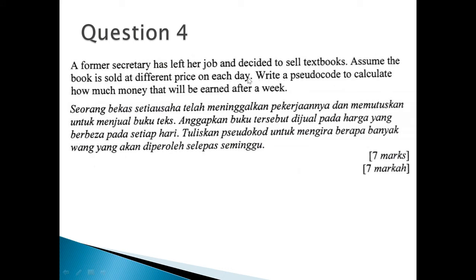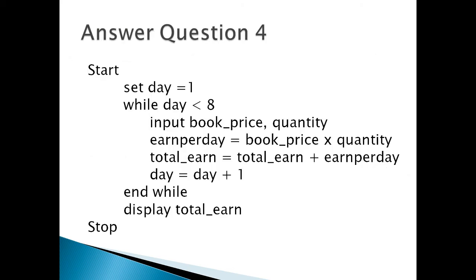To get the earnings, we need two inputs: the price of the book for the day, and also the quantity of books sold that day. So we need to create the pseudocode. Start. After that, first engine, because we need to create the repetition. So set day equal to 1, while day is less than 8, and then day equal to day plus 1. First engine, second engine, third engine.